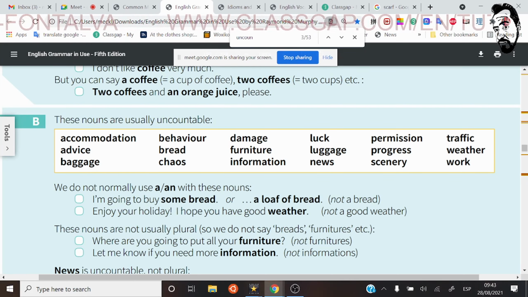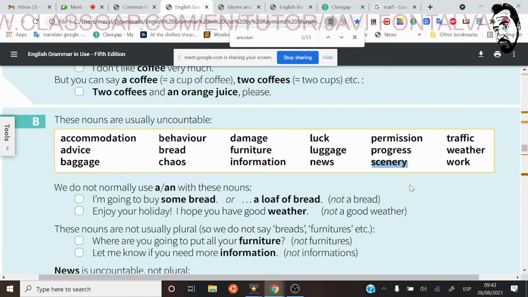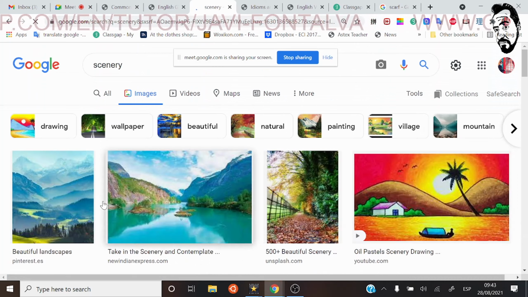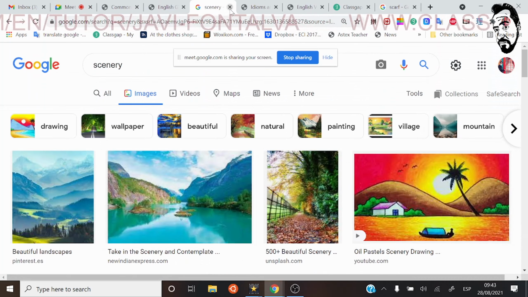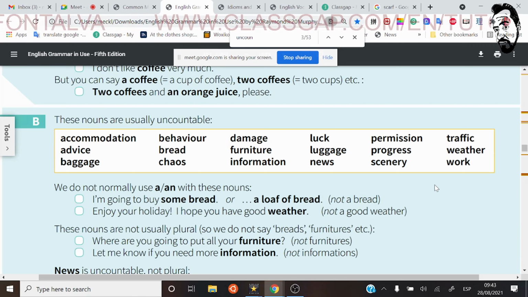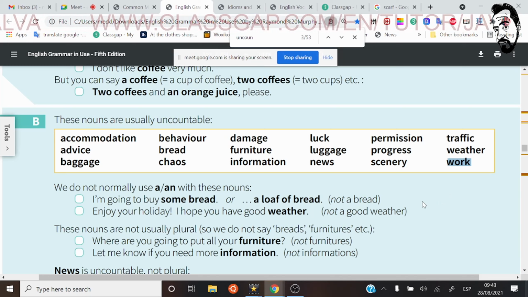Scenery. The scenery is like view. Let me show you. So the scenery, the view. Scenery sería, pero entonces como, the view. Yeah, la vista. Okay.